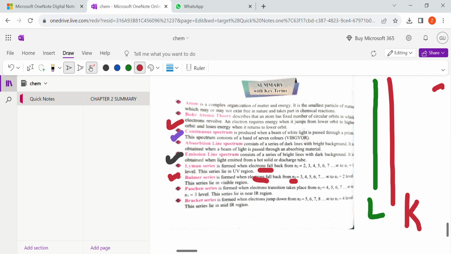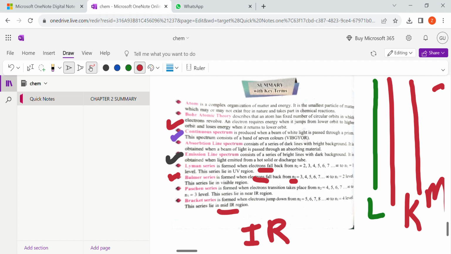Now when it comes to the Paschen series, the electrons will be falling from M. And there would be the IR, infrared region: the near region, mid region and far region. The Paschen series falls in the near region, this is just the name, do not get confused. But when it comes to the Brackett series, the electrons will be coming from K, L, M, N, and so on, and this series lies in the mid region of IR, okay.